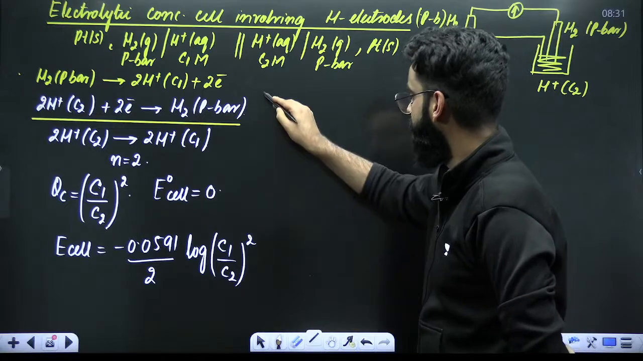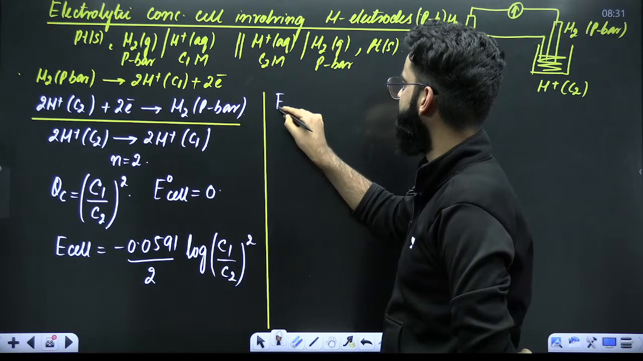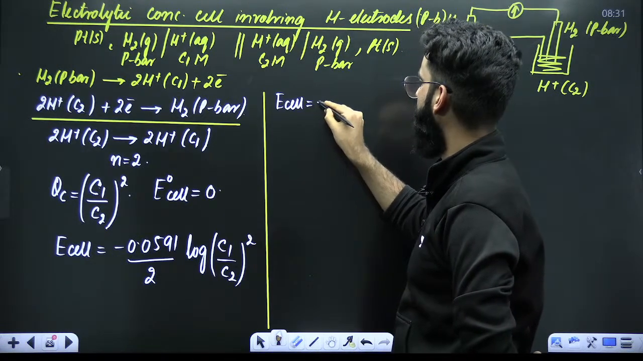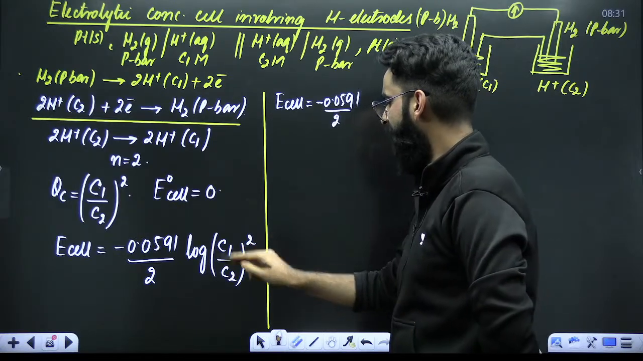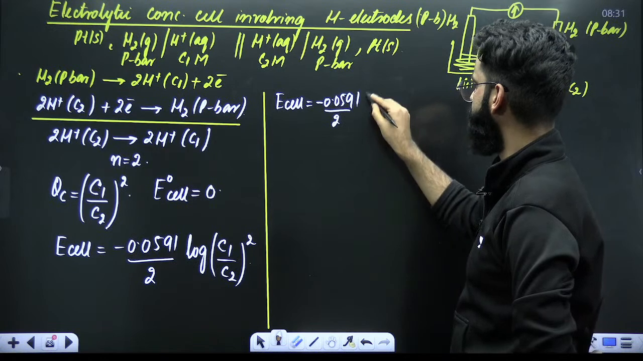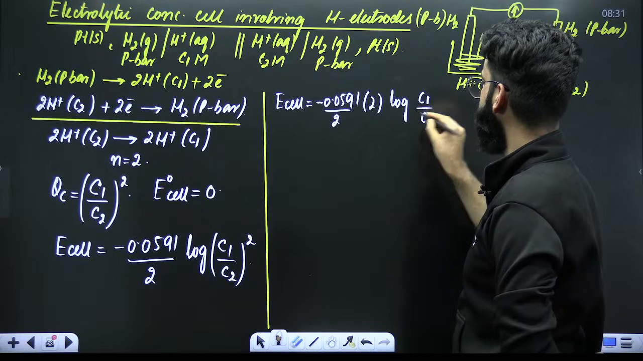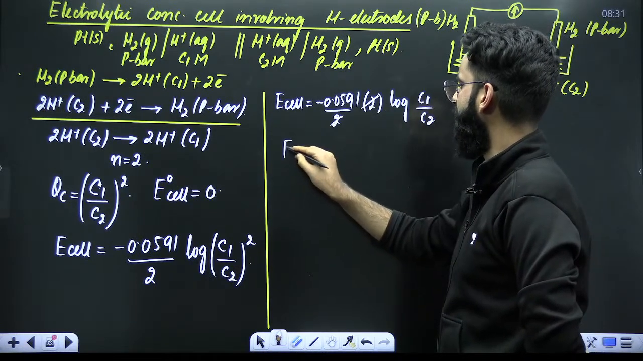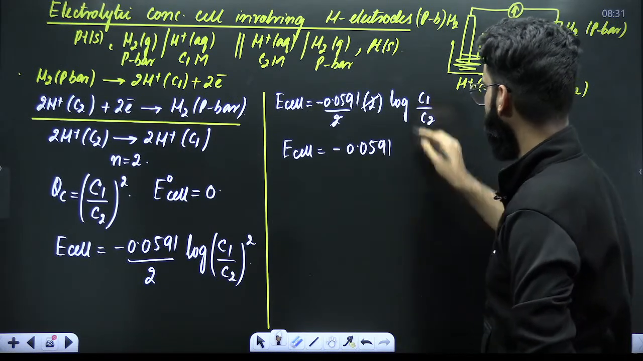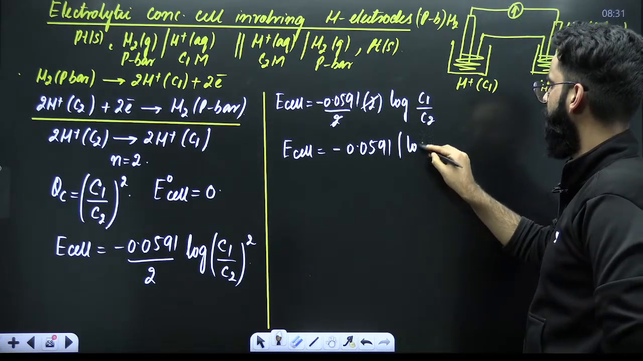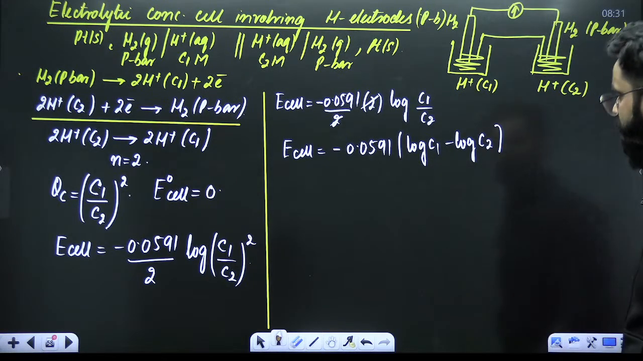Now, dear students, try to understand few more things. I'll write something like this. E cell is equal to minus 0.0591 divided by 2 log of m raised power n, which is n log m. So 2 comes to the front. It is log of C1 divided by C2. So 2 and 2 gets cancelled out. So you will be writing E cell is equal to minus 0.0591. It is log of m by n now, which is log of m minus log of n. Right? Log of m minus log of n.